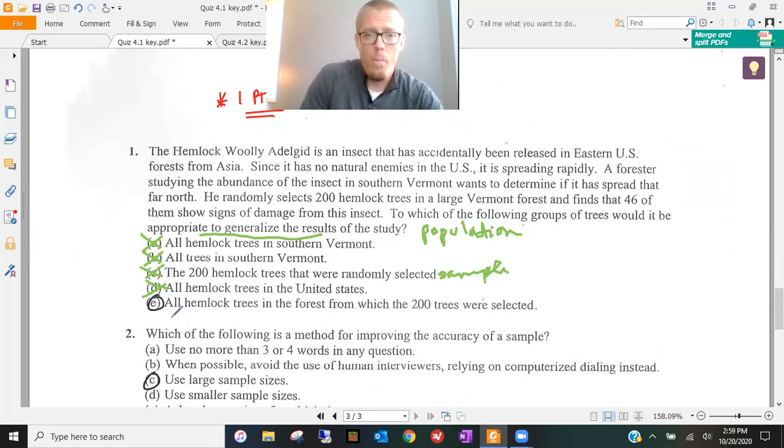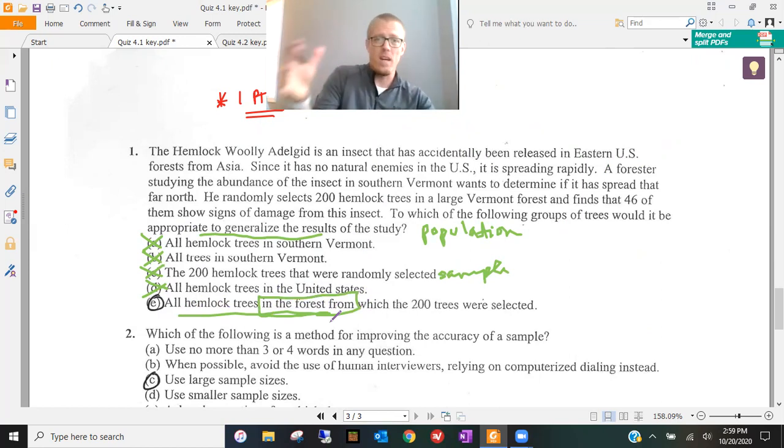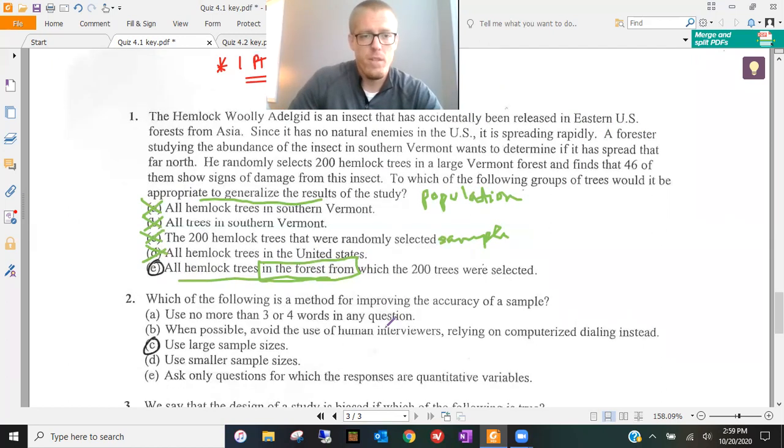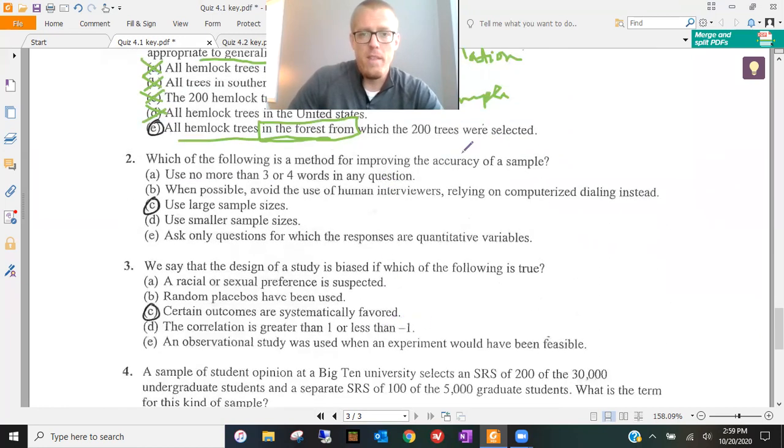I have to say that my sample represents all the trees in this specific forest, because there's going to be different things going on in different forests. And this I only chose from one forest. It's got a certain latitude and longitude. It's got a certain geographic set of parameters. That's the only thing I can say. So E is correct. Number 2, which of the following is a method for improving the accuracy of a sample? This is one of the answers, one of the keys to this whole class. Larger sample size. If you can get a larger sample size, you will almost always guarantee a better sample.